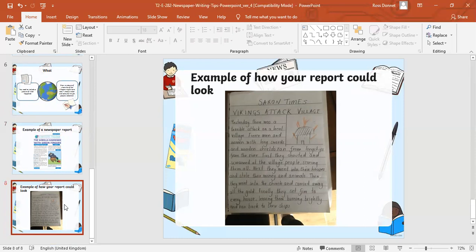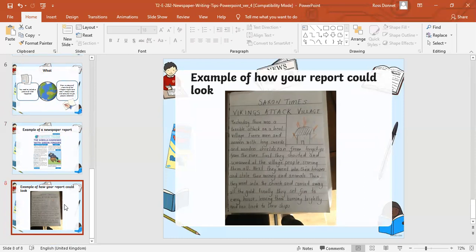First, they shouted and screamed at the village people, scaring them all. Next, they went into their houses and stole their money and animals. Then they went into the church and carried away all the gold. Finally, they set fire to every house, leaving them burning brightly, and ran back to their ships. So that's what I've written, girls and boys.